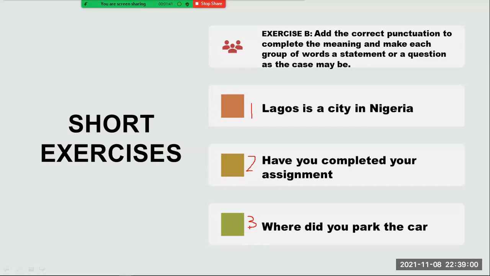Now, let's have a short break and make sure you do this exercise. Write the correct answers on a sheet of paper. I'll be right back to give you the correct answers.